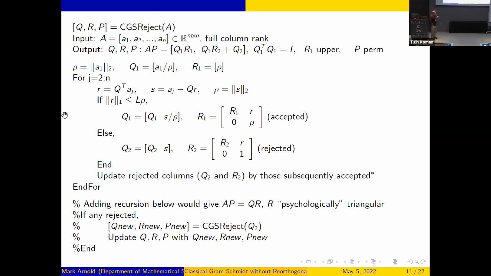The point is that I've partitioned the columns of Q into two pieces. It'll allow me to describe this stuff later in a bit.